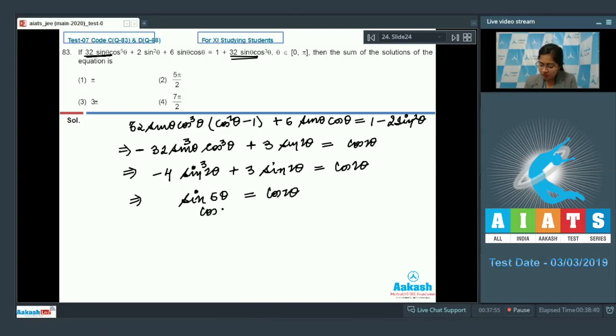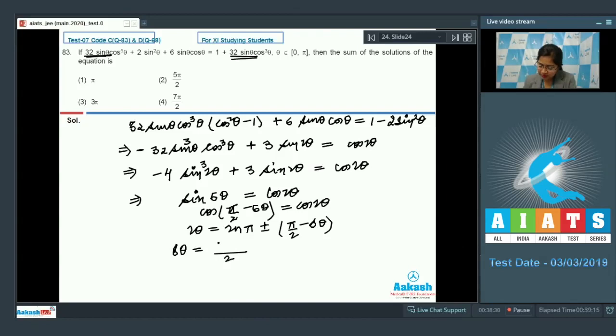That is, cos of pi by 2 minus 6 theta is equal to cos 2 theta. Now, its solution can be written as 2 theta is equal to 2n pi plus minus pi by 2 minus 6 theta. Taking positive sign, we will get 8 theta equal to 2n pi plus pi by 2, that is 4n plus 1 into pi.